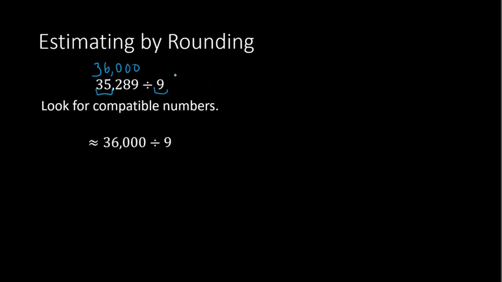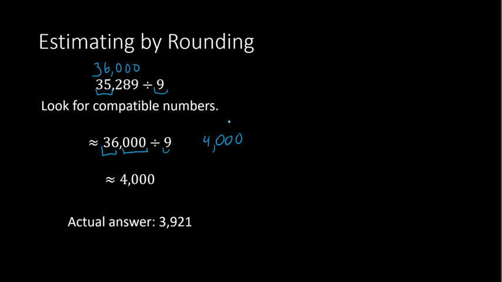So you do 36,000 divided by 9. And 36 divided by 9 is 4. And then we can add 3 zeros at the end of your answer. And that would give you 4,000. So your estimate is 4,000. And if you were to divide the actual numbers, you would get 3,921. So again, notice that your estimate is pretty close to the actual answer.